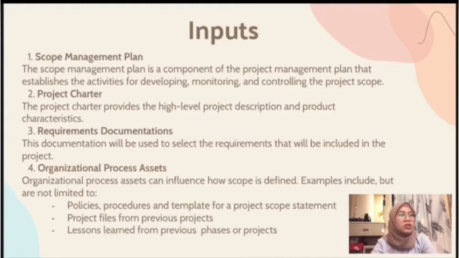Next is requirements documentation. The thing that you need to understand is this documentation will be used to select the requirements that will be included in the project. Next is organizational process assets. Organizational process assets can influence how scope is defined. Examples include, but are not limited to, policies, procedures, and templates for a project scope statement, project files from previous projects, and also lessons learned from previous phases of project.